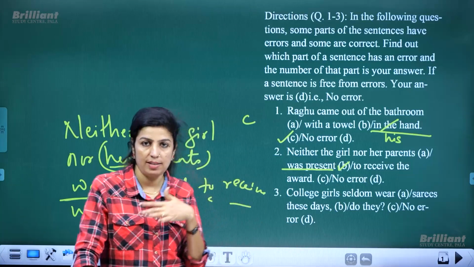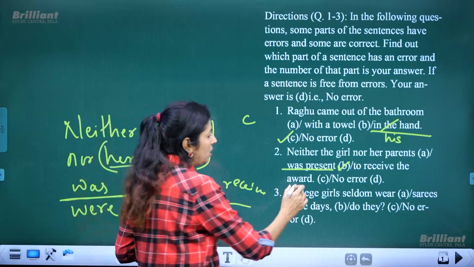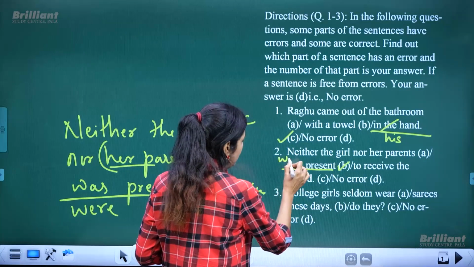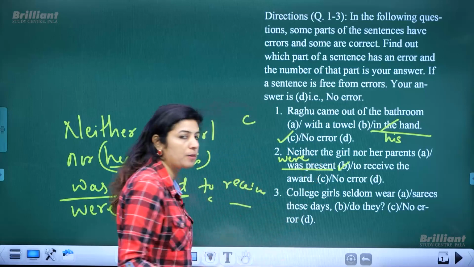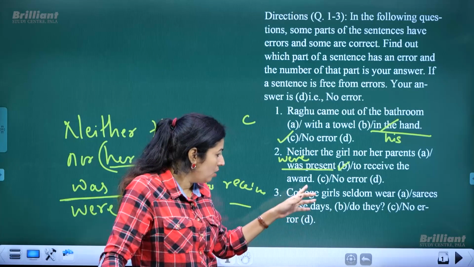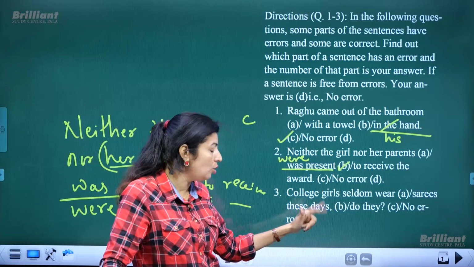The tense should be with s or without s, or is, was, etc. Okay. So this part is wrong, and how will you correct it? Was present should be changed to were present. Okay. Now third statement, college girls seldom wear saris these days, do they?